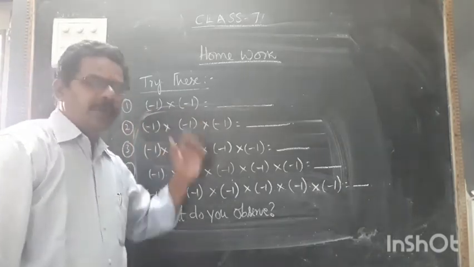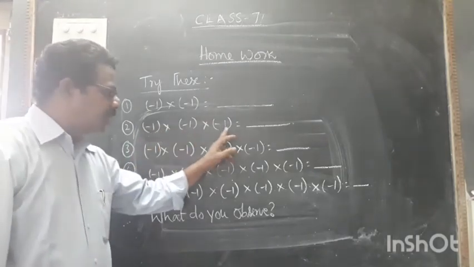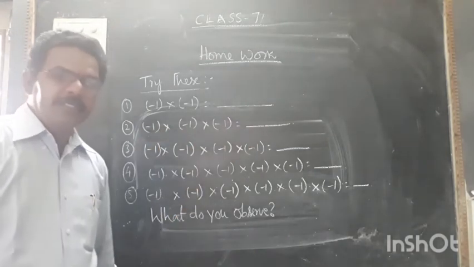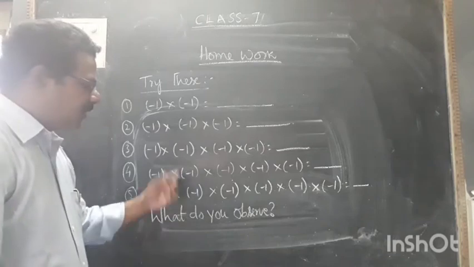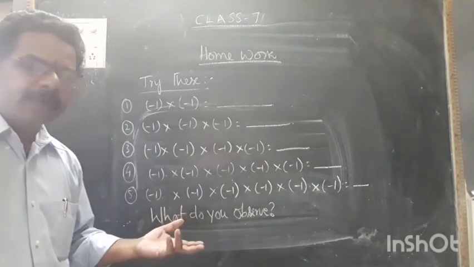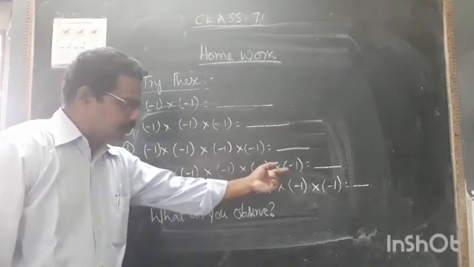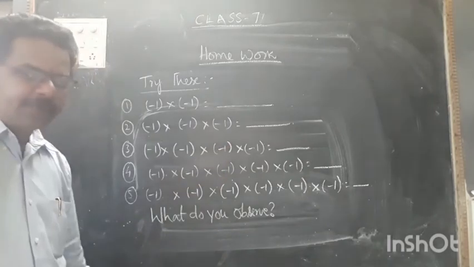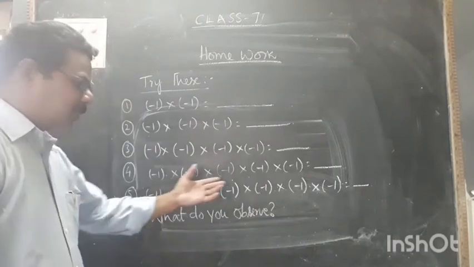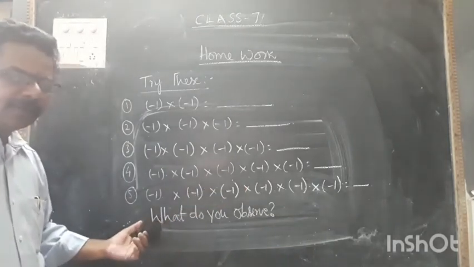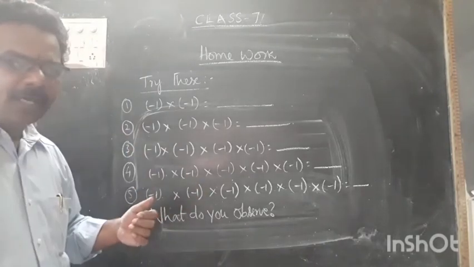Suppose if you take two negative numbers, whether you got the symbol positive or not. If you take three negative integers, whether you got a positive integer or negative integer. If you have taken four negative integers, whether you got a positive integer or a negative integer. Understand? So 5 negative integers, also you have to check whether you got a positive integer or negative integer. 6 integers, also whether you got a positive integer or negative integer. Okay. So these 5 sums also you have to do after watching the video.